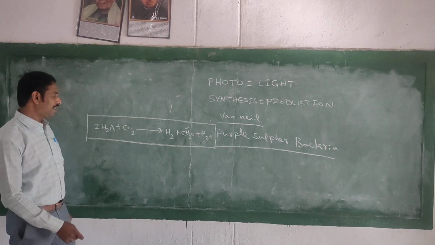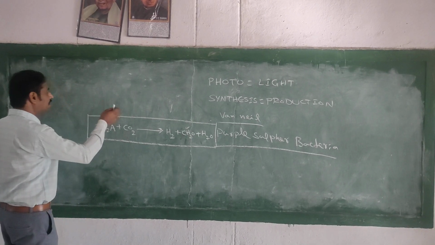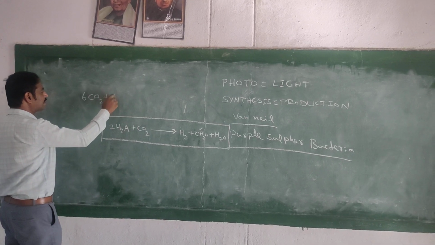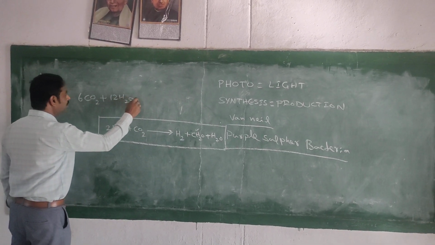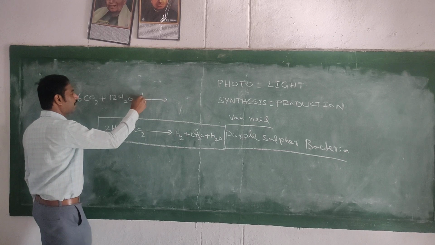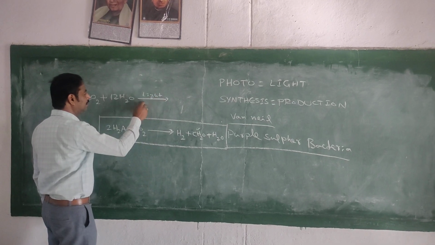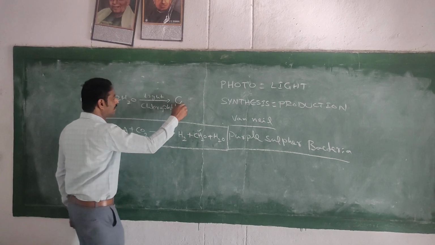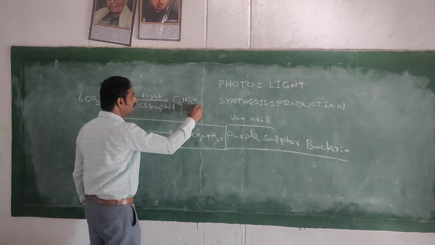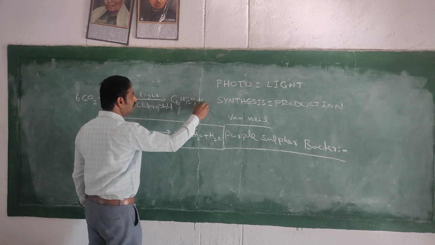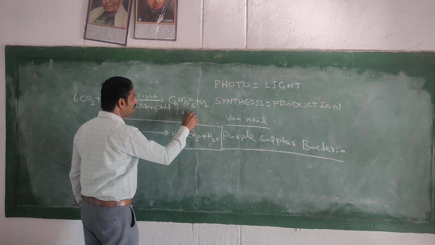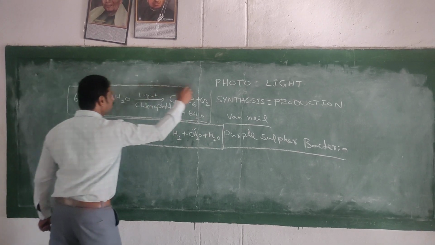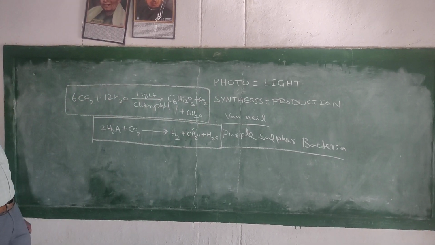Then it was modified later on. The equation of photosynthesis we use now is 6CO2 plus 12H2O, in the presence of light and chlorophyll, gives rise to C6H12O6, which is glucose, plus 6O2 plus 6H2O. This is the most popular equation for photosynthesis.